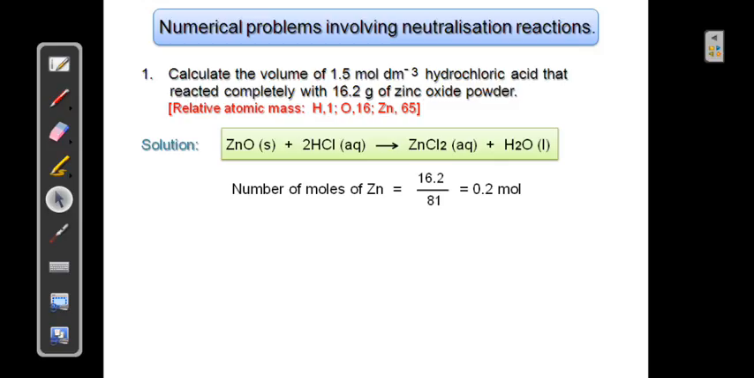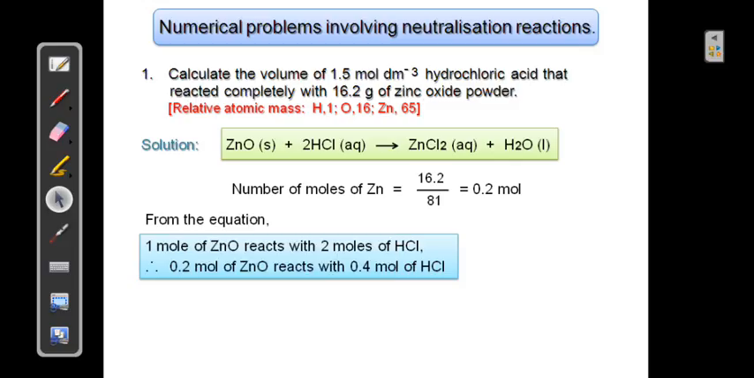So from the equation, 1 mole of zinc oxide reacts with 2 moles of hydrochloric acid. You see, 1 zinc oxide reacts with 2 hydrochloric acid. So 1, 2, 2. Therefore, 0.2 mole of zinc oxide will react with 0.4 mole of HCl, which is twice the amount. So the number of moles is 0.2 for zinc oxide.